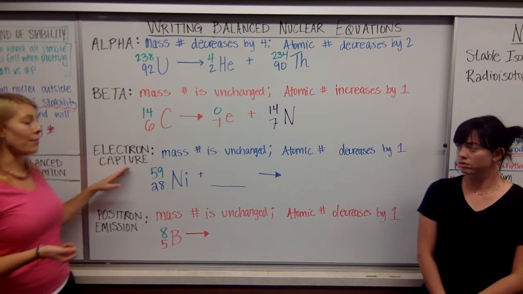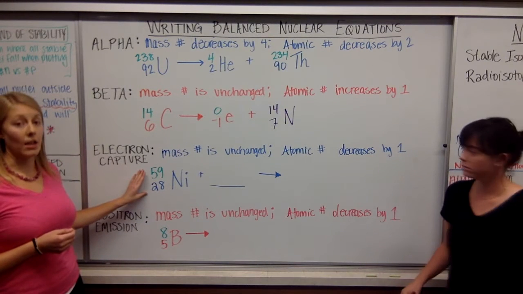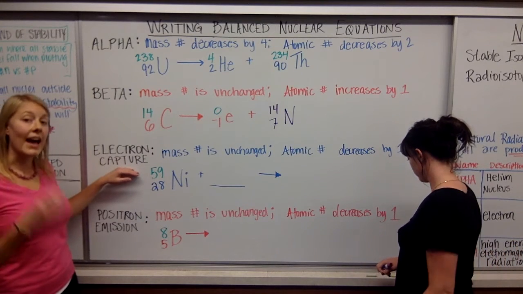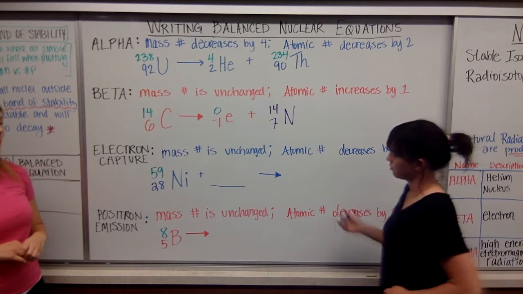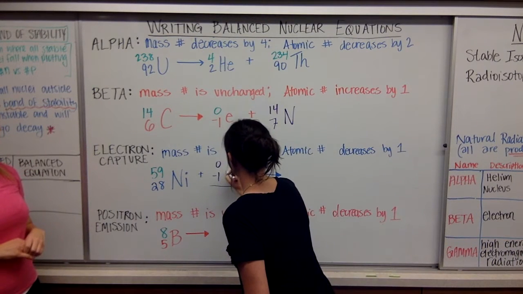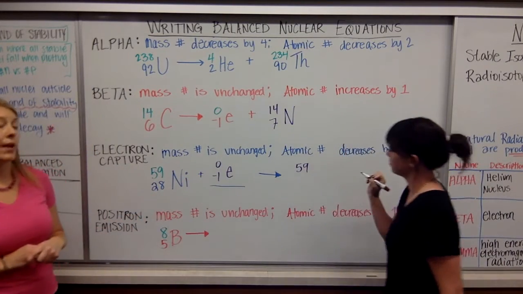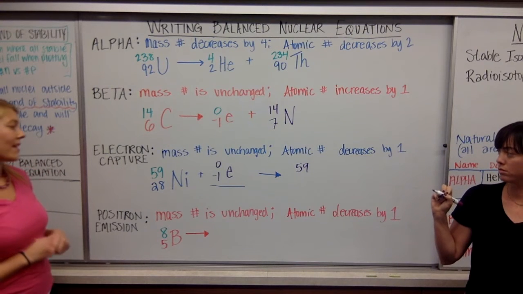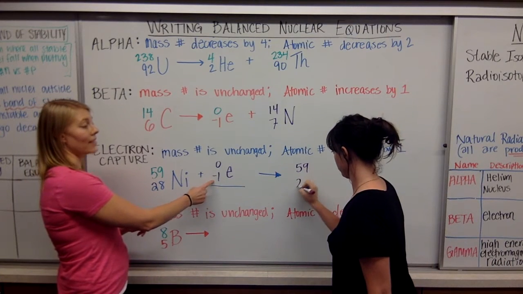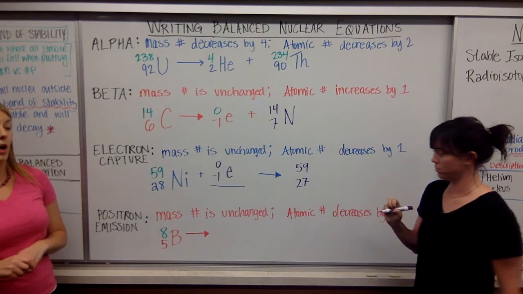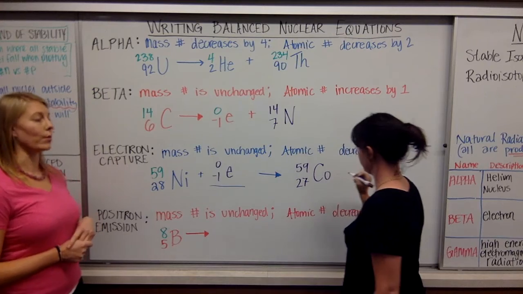Now in electron capture, remember these next two are lab-induced. We start with 59,28 nickel. Now, an electron is captured. That means an electron is going to be in our reactants. So we're going to have 0, negative 1e in our reactants here. We're going to do the same thing for balancing. We need the mass numbers on the left to equal the mass number on the right. So we have 59 for our mass number in the products. We need the atomic numbers to be equal on both sides. So 28 minus 1 in the reactants gives me 27 in the products. And my new nucleus that's formed is cobalt. So I put a Co for cobalt.